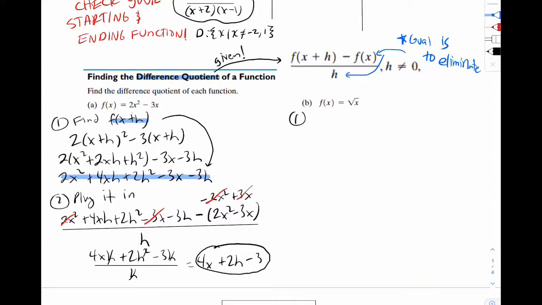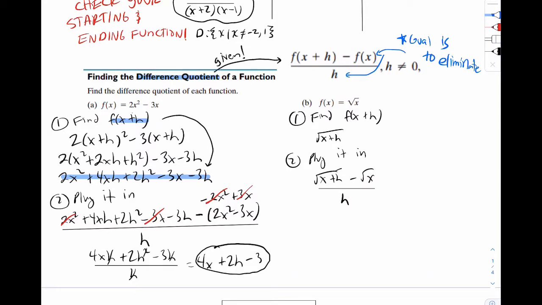Let's try it again. Step 1, we're going to find f of x plus h. This is kind of a weird one, because if you just plug it in, it's just that. So that's not that hard. Now step 2, we're going to plug it in. This is where it gets pretty intense. So we have the root of x plus h minus the original, which is this thing, the root of x, and dividing by h. Now remember, the goal is to get rid of this and this.